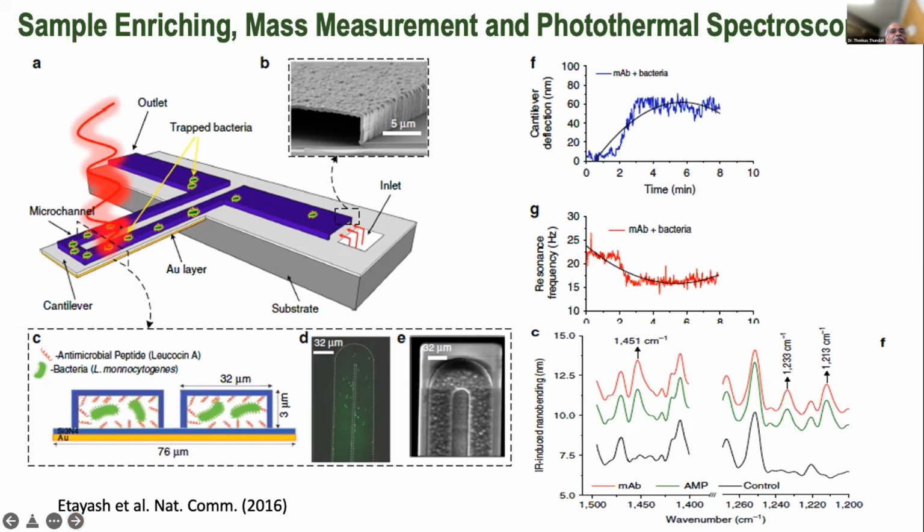After that, you can measure their mass, then look at the bending of the cantilever due to binding. And you can also expose them to infrared wavelengths and get the spectra of the bacteria. This is a paper we published in Nature Communications.